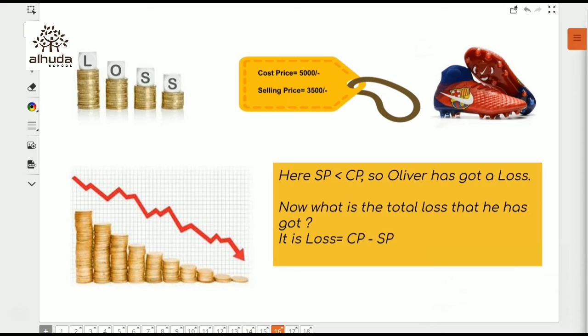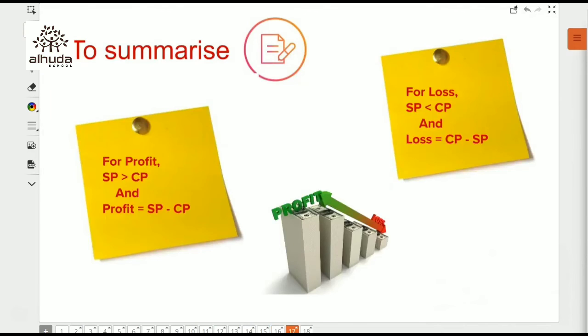Clear? So to summarize loss and profit, for profit the selling price should be greater than the cost price, and to know the total profit, selling price minus cost price will give you the total amount of profit. Similarly, for loss, the selling price should be less than the cost price, and the total loss that we have incurred is cost price minus selling price. That is all, guys. That is all you have to remember.